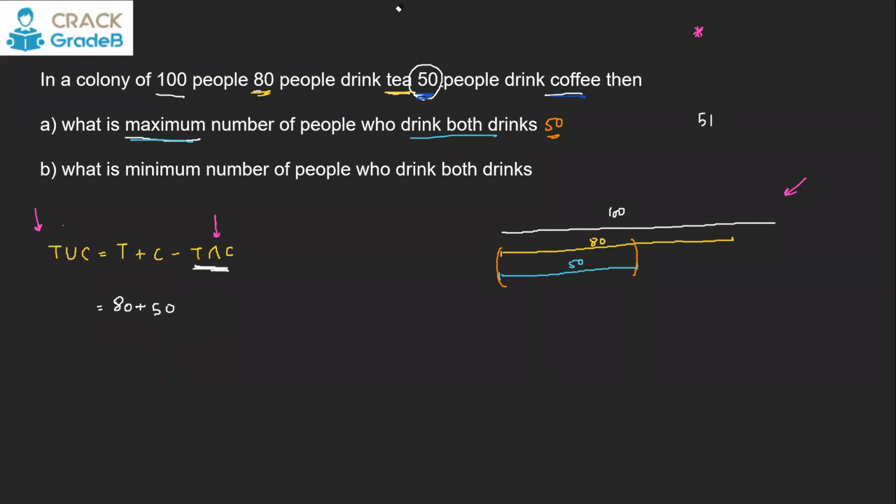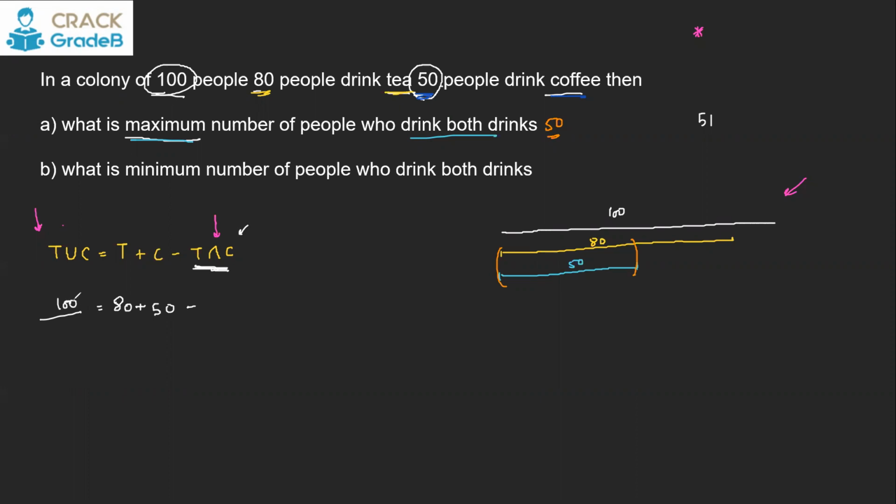So here, as you can see, the formula says tea drinkers plus coffee drinkers minus both should be equal to union. Now this time we want to minimize this. Once we minimize this, the union should be maximum, because whatever you are subtracting, if that becomes least possible, the union becomes maximum possible. The maximum possible value for the union can be 100 because there are only 100 people.